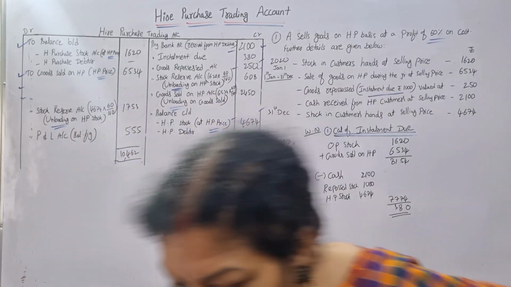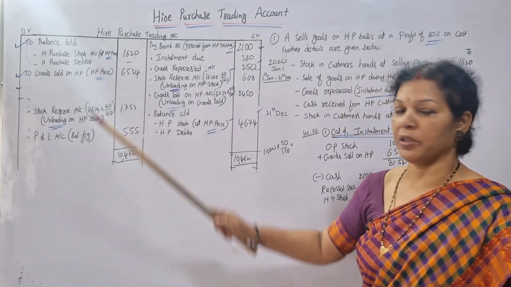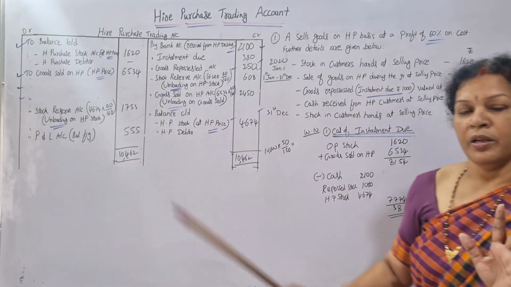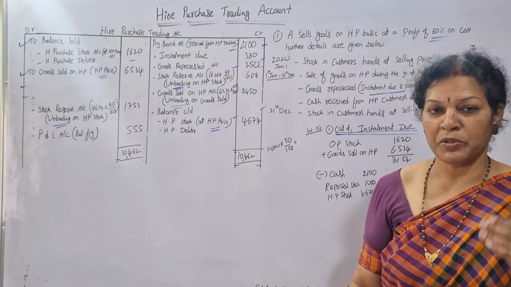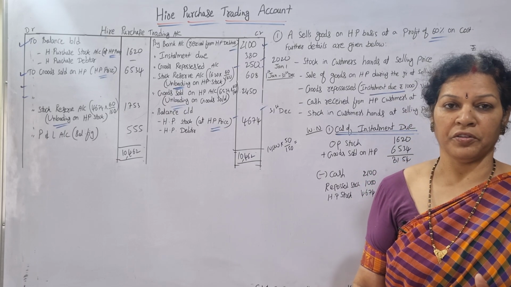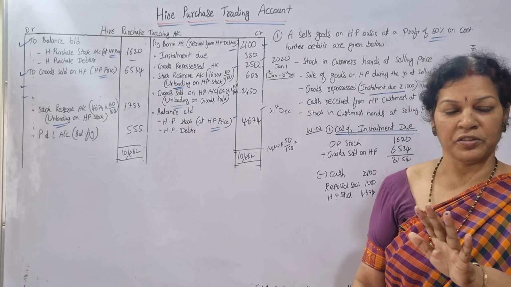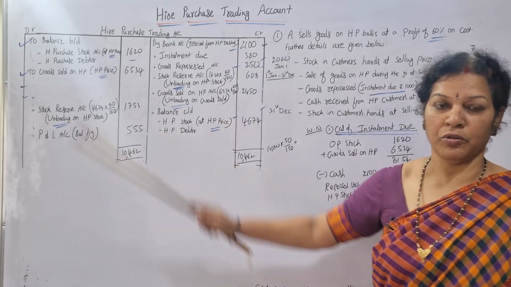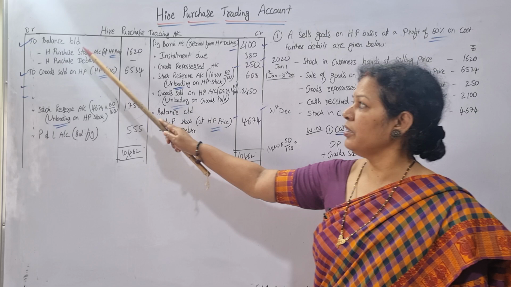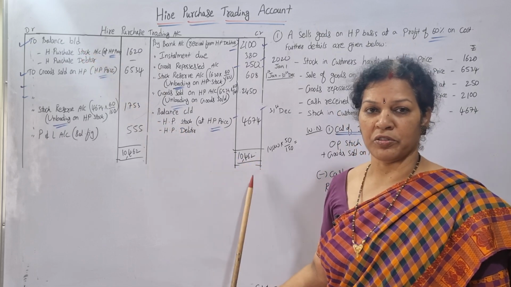Now let me explain once again. This is going to transfer to the profit and loss account. First of all, hire purchase trading account. Why do we prepare this trading account? To know the profit or loss of the organization. Once the hire purchase register is ready, then we can prepare it. The format you have to remember. Easy to remember. One thing is opening stock and closing stock.